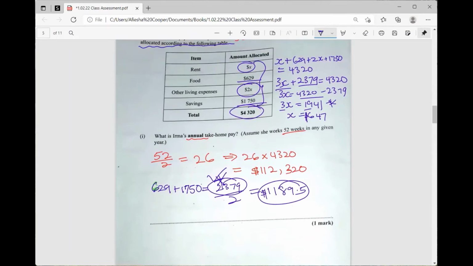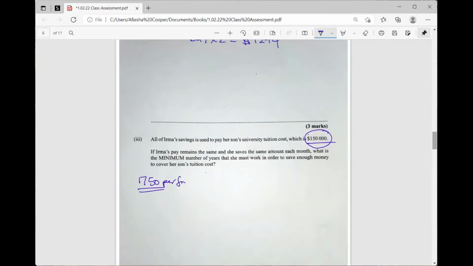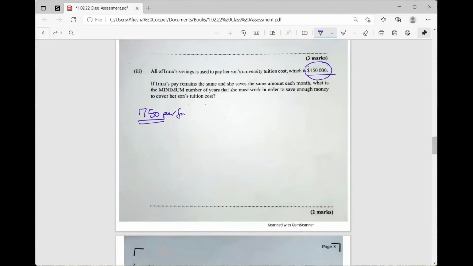How long would it take me to save up $150,000? That's what I want you all to take a minute to think about. How long would you, with your saving $1,750 every 2 weeks, how long would it take for you to save up $150,000?